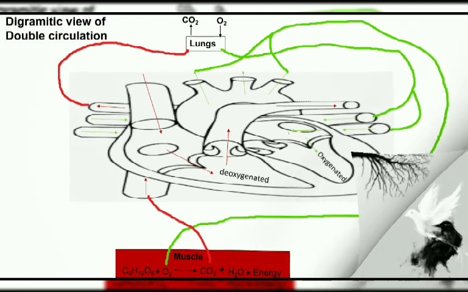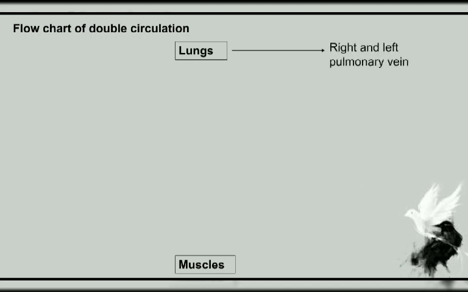Now you see the flow chart of double circulation. You can easily see that this is the lung, this is the muscle, the same function, only we will write it not diagrammatically. Lungs, we all know, take in oxygen and release carbon dioxide. The oxygen will be transferred by the left and right pulmonary veins.